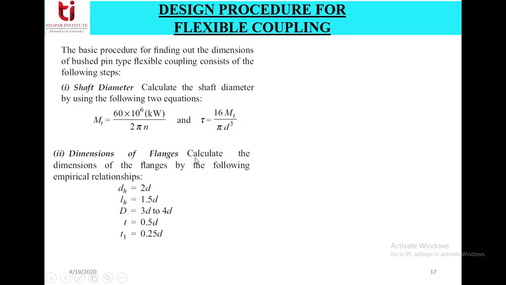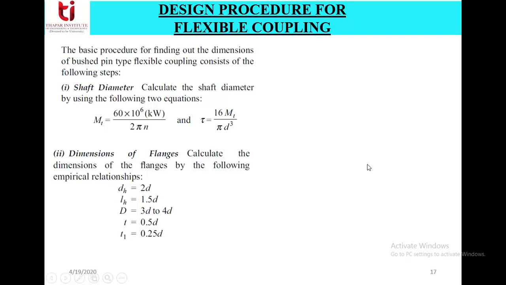In the dimensions of the flange we have dimensions like dh, diameter, length of hub, diameter of hub, capital D, which is the pitch circle diameter of the extreme holes through which the pins have to be inserted. This T is the thickness of the flange, and T1 is the thickness of the protective ring. These are given as 2d, 1.5d, 3d to 4d. Thickness of the flange is 0.5d, and thickness of the protective ring is 0.25d.